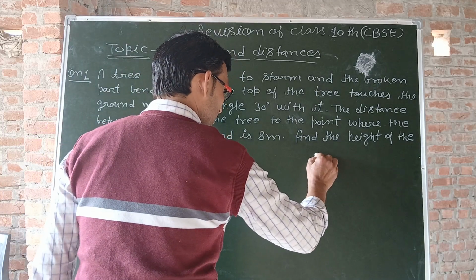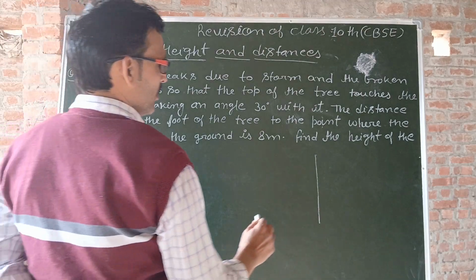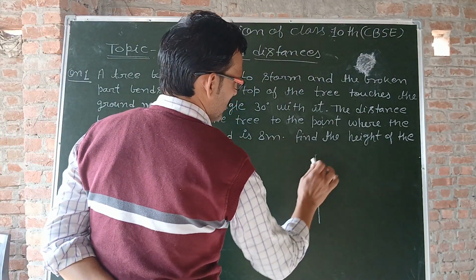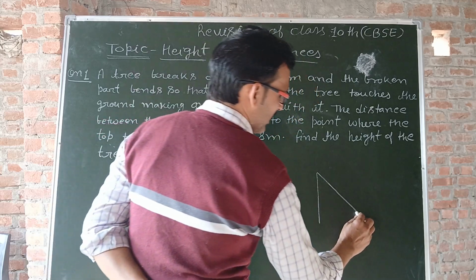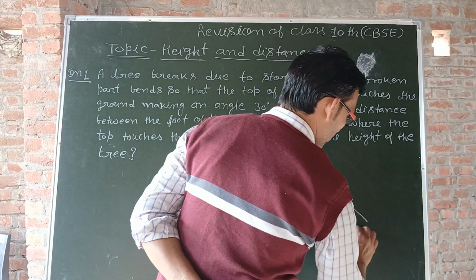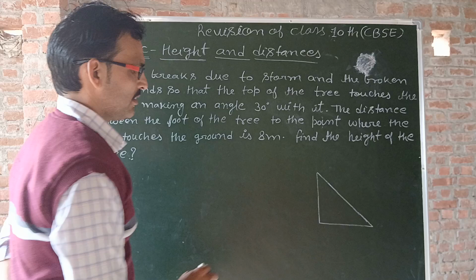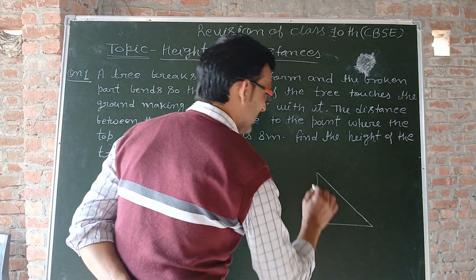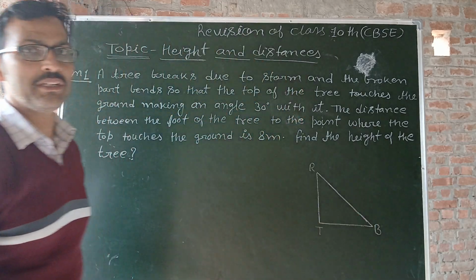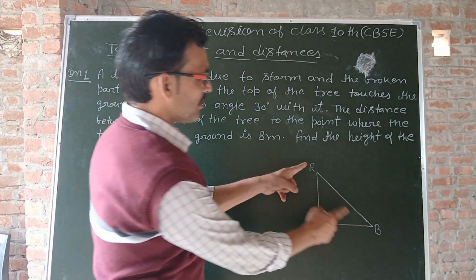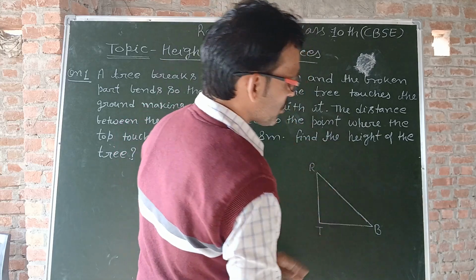Suppose this is a tree. This is a tree. So it breaks from here. It breaks from here and it touches the ground. So we draw this diagram like this. This is the tree, TR, and this is the broken part. So I will write here B. This is the broken part and this is the tree. It was up to here and it broke, so it touched the ground.